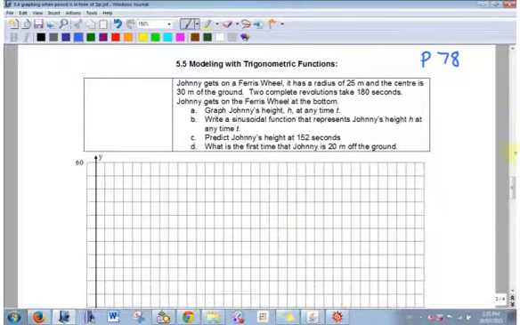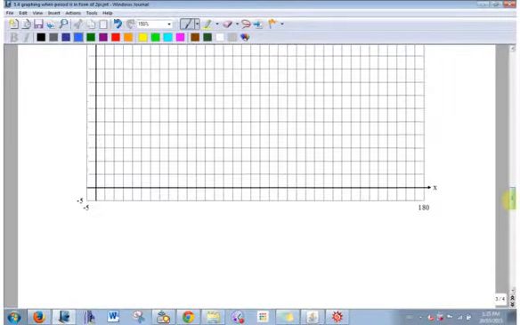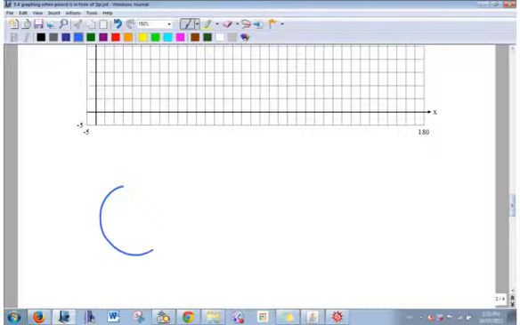Graph it. Sinusoidal. Which one's that? Yeah, either or. We haven't done tangent yet, or secant or cosecant, but there's always tomorrow. And do some other stuff. Well, let's graph it first. Okay, this is helpful, people. There's your Ferris wheel.